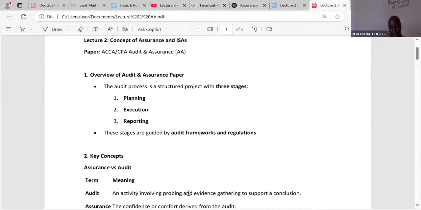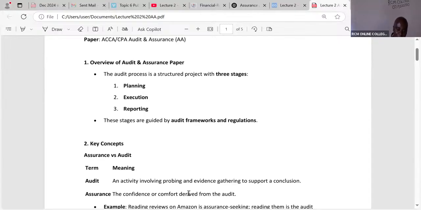The key concepts. When we talk of assurance versus audit, not many students, ladies and gentlemen, are able to differentiate between these two terms. Not many. I normally struggle with these two terms, even when I'm trying to explain them to my employees in my office, because there we train people from the first principles until they become good auditors. So we have here assurance versus audit.